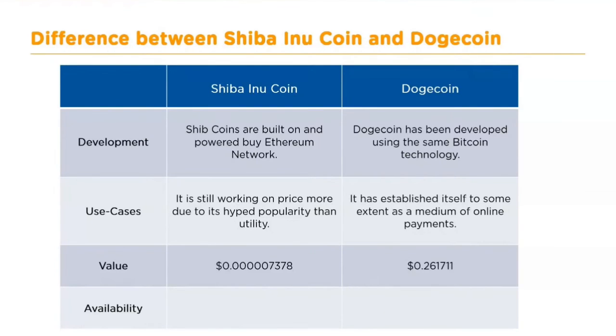Then is value. According to CoinMarketCap, the current value of Shiba coin is $0.000007378 and that of Dogecoin is $0.261711. And at last, availability. The availability of Shiba coin till today is 394 million and for Dogecoin it is 130 billion.